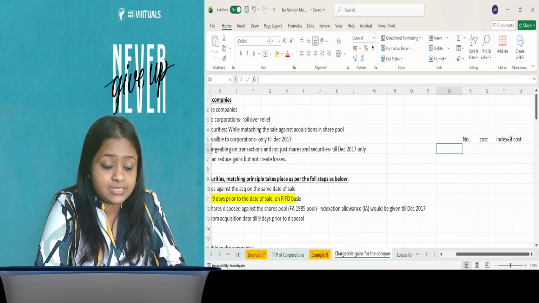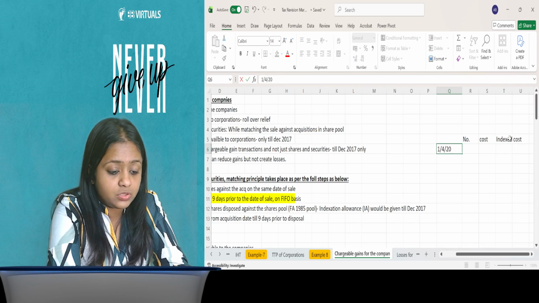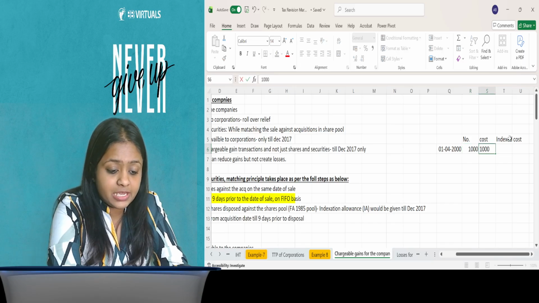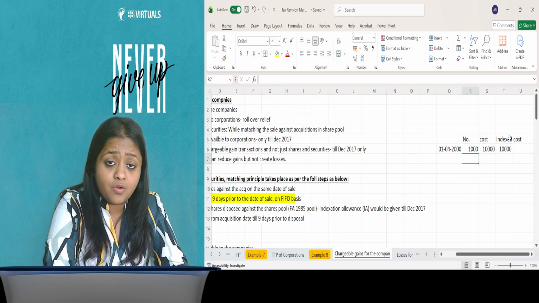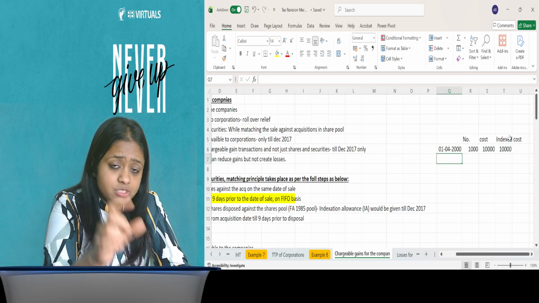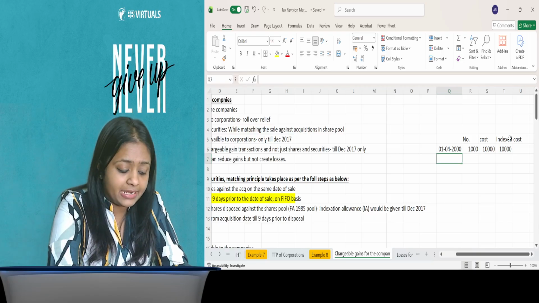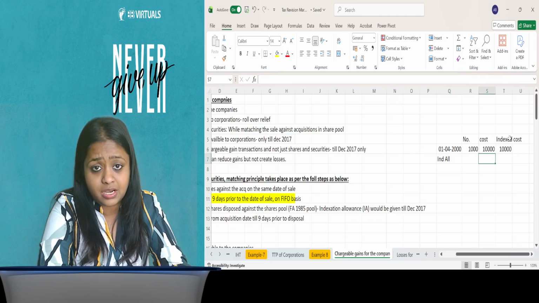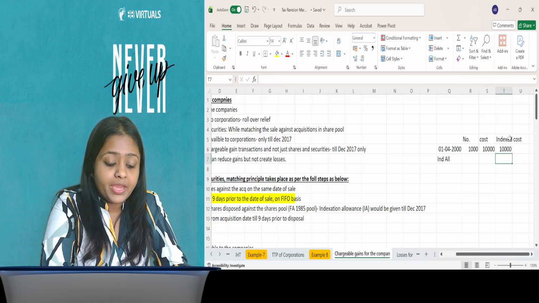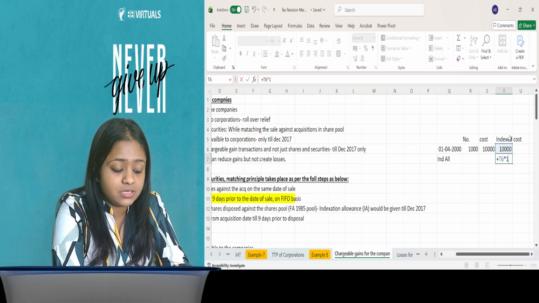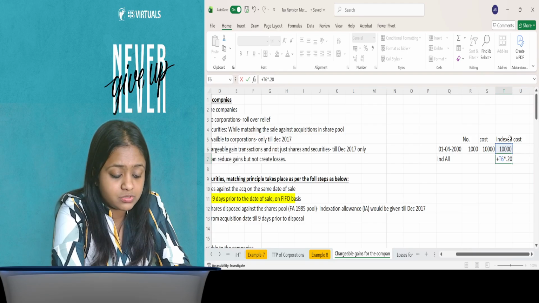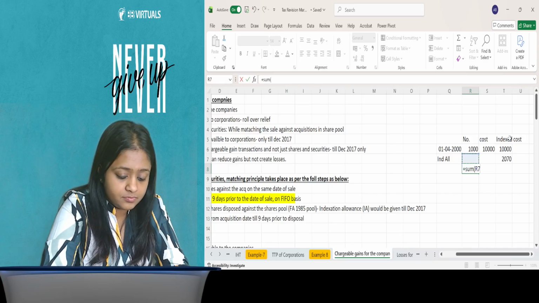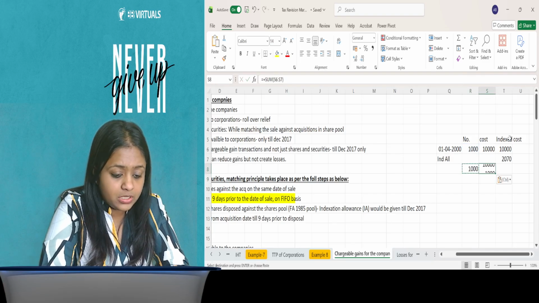Now just look here. Let's see, you made the purchase on 1st April 2000 and the purchase was for 1000 shares. Cost was 10,000. You will write it like this. Now till the next purchase, that is known as the next operative event, you will add indexation allowance. Let's say the indexation allowance is 0.207. In the indexed cost, I will take 10,000 and multiply it with 0.207. Then get the totals.